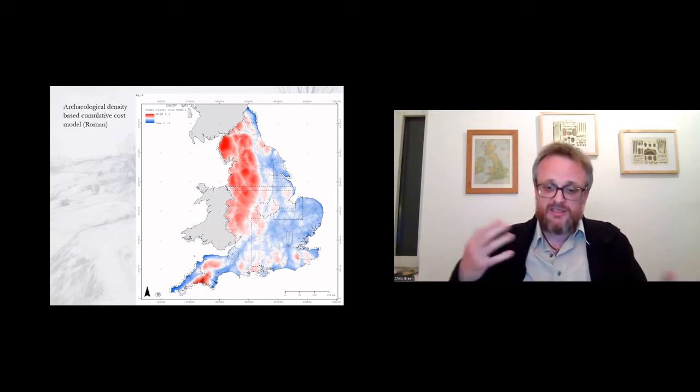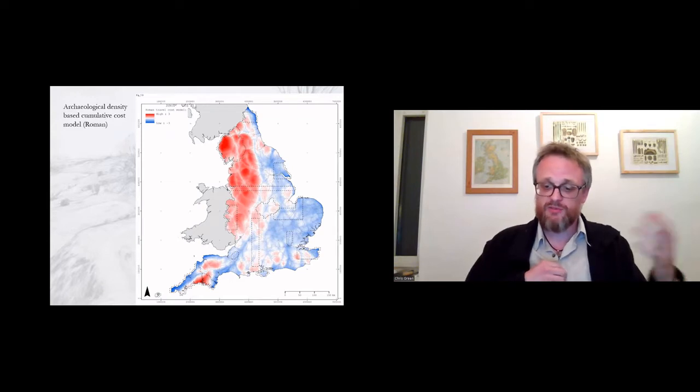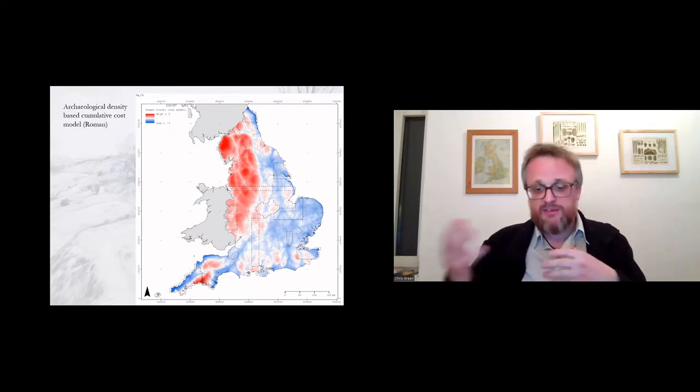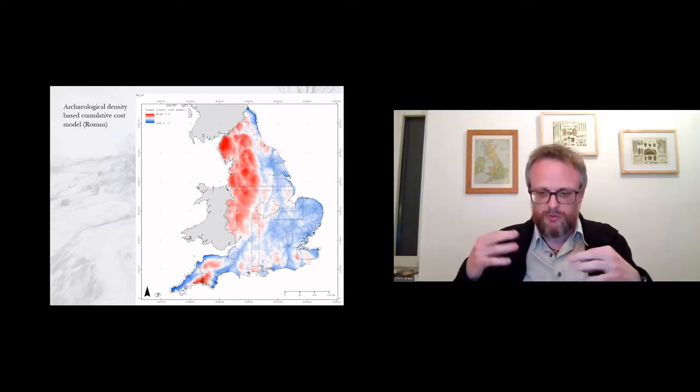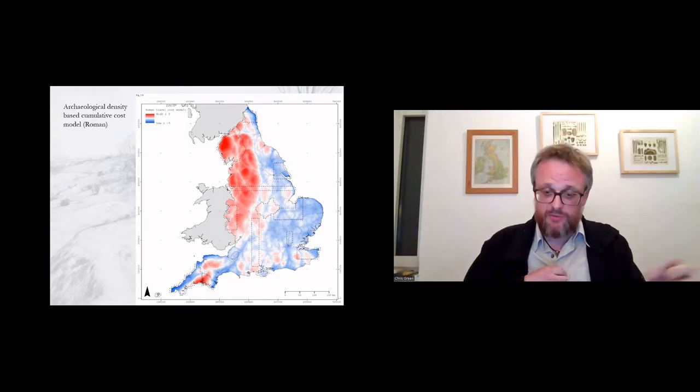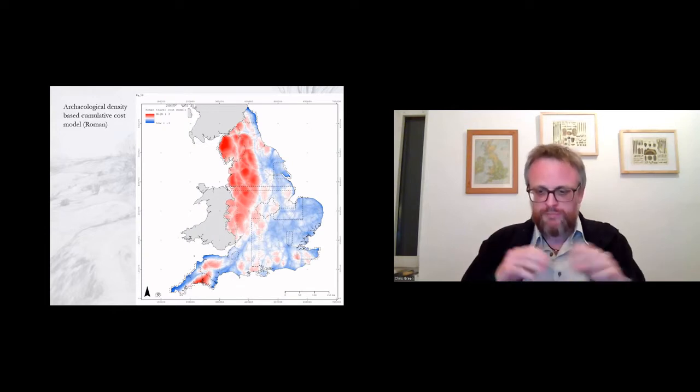For a start, the density of archaeology as recovered in the modern day does not have a straightforward relationship to the density of archaeology that would have existed in the past, as different amounts of fieldwork take place in different areas of the country. This is especially the case for the great mass of post-1990 fieldwork conducted in advance of development, as development is not evenly distributed across England.